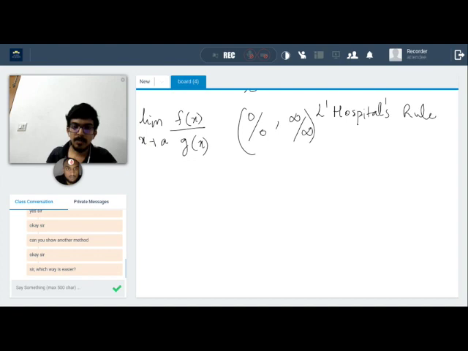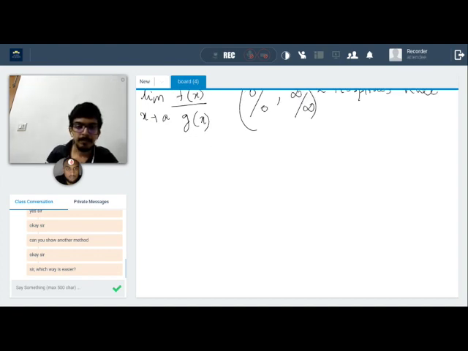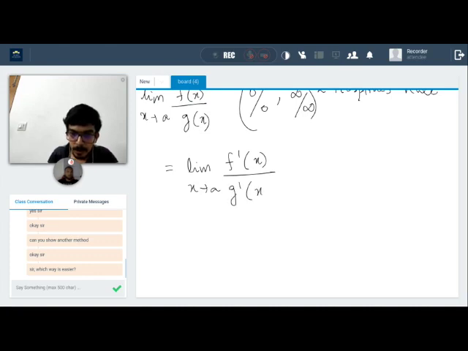So what this method says is that this is nothing but limit x tends to a, f dash x by g dash x. f dash denotes the derivative of f, g dash denotes the derivative of g. Here remember, we are not differentiating using the quotient rule. We are differentiating the numerator and denominator separately. Always remember this. We are not using the quotient rule.